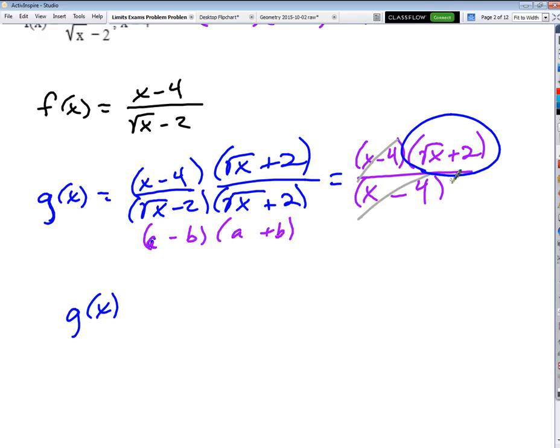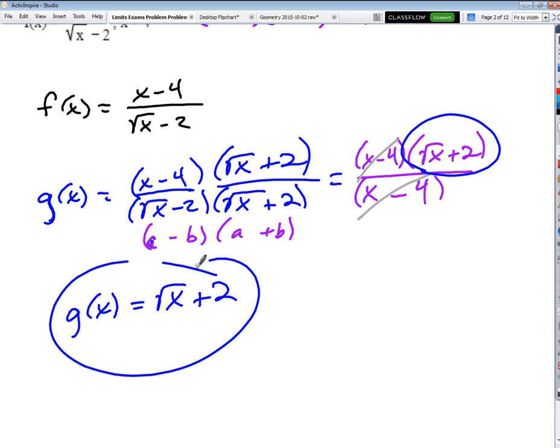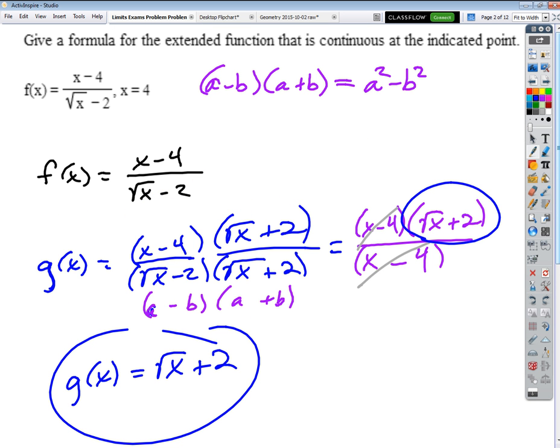Well, no, it's that, right? Wait, we don't have to plug it in. Nope, that's not what they're looking for in this case. What they're asking for is the extended function. So we want the function that agrees with our original one every place, except also fills in the hole.